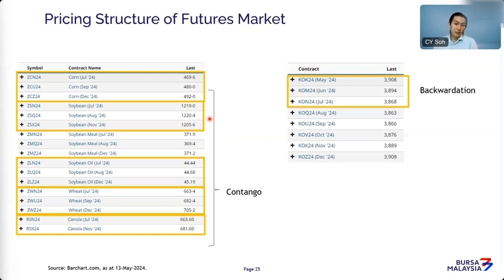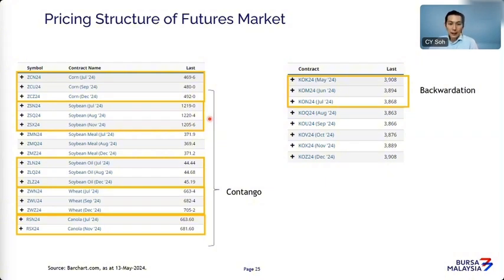Okay, it has been happening for some time. Otherwise, during normal market conditions, when there is no COVID, when there is no war, generally speaking, our futures market, especially agriculture commodity futures, is priced like a contango method. So in short, to make it simple, all you need to understand is that the agriculture market pricing structure is contango for normal market situations.